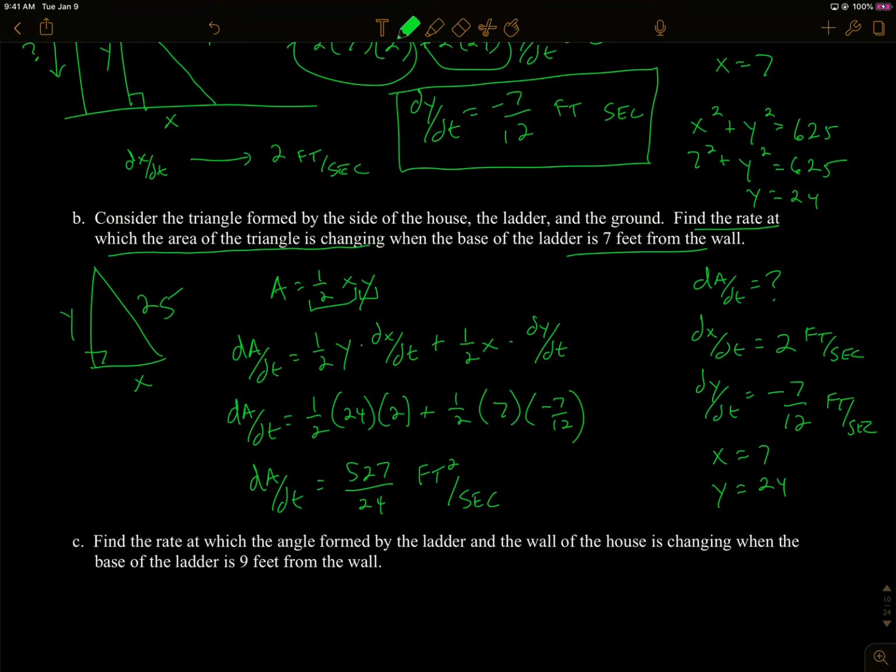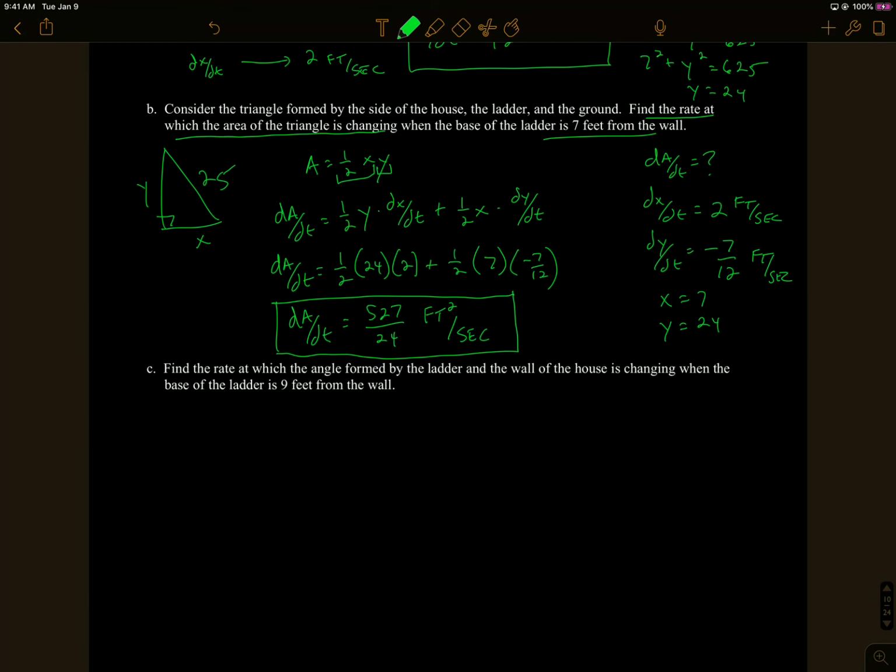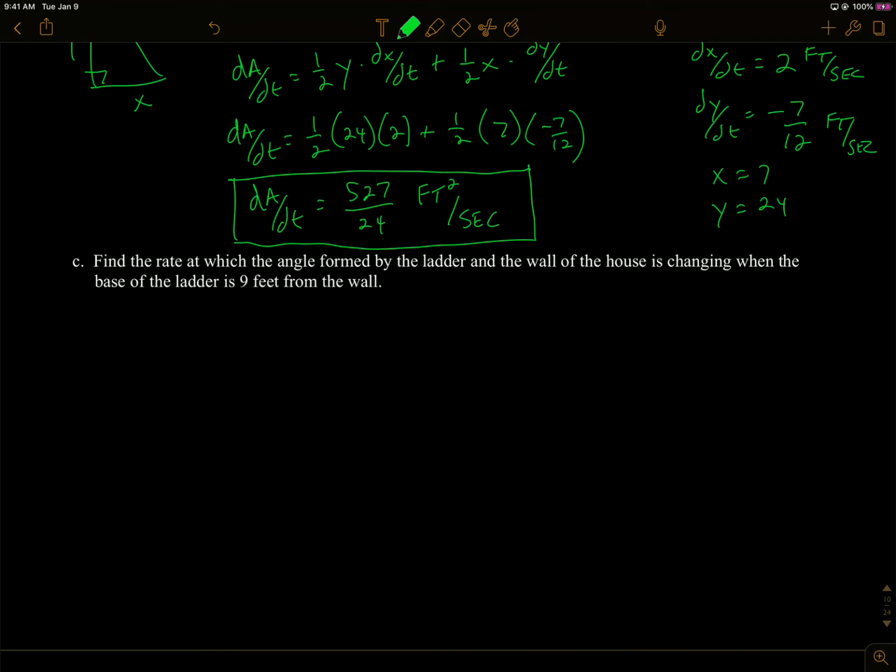So what that means in context of the problem is that at that moment, if I tick forward another second, I could expect the area of that triangle to increase by 527 over 24 square feet, whatever that number is. If I change it to a decimal, the area would change by that many square feet if I moved up one more second. Okay, that's the expected change in area. It's not actually what it's going to be. We'll talk about that a little later, but that's what that dA/dt represents.